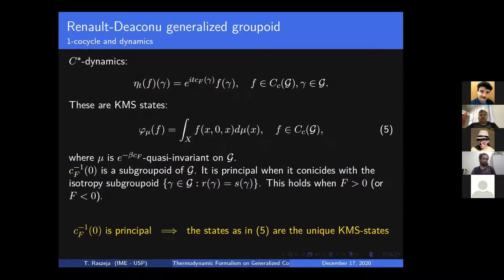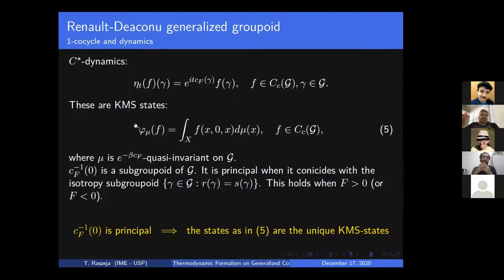And the dynamics here is in order, since we want to also talk about the KMS states. The one-parameter group here is taken, for every compactly supported continuous function on the groupoid, we have this setting. And since this is a dense subset of the C*-algebra, we can extend it to the whole algebra, so it is well defined. This equation 5 shows examples of KMS states when you have an e^(-βc) quasi-invariant measure.